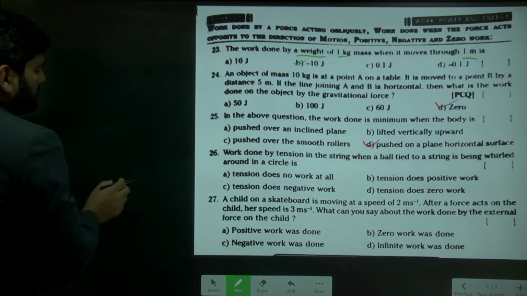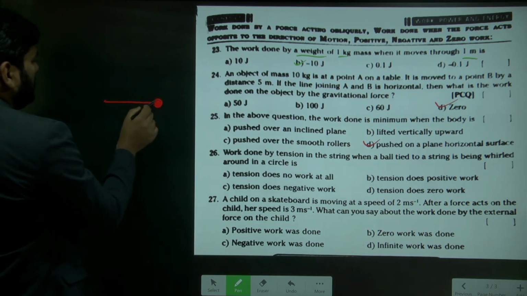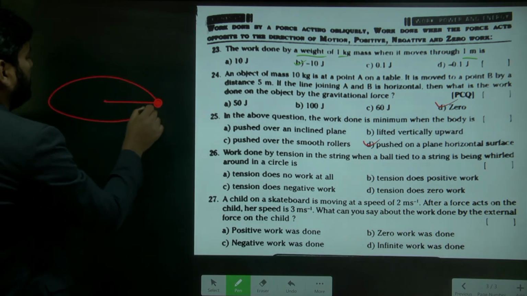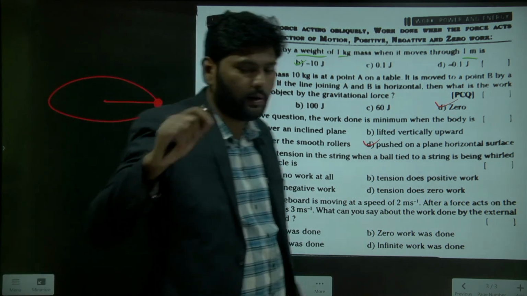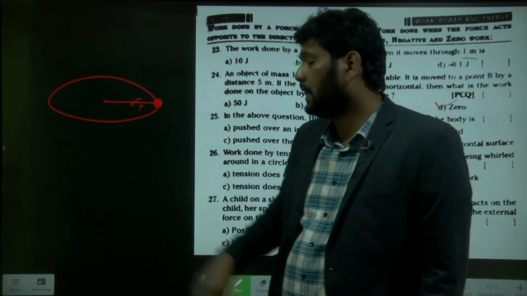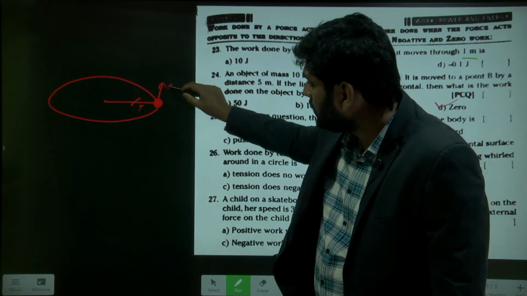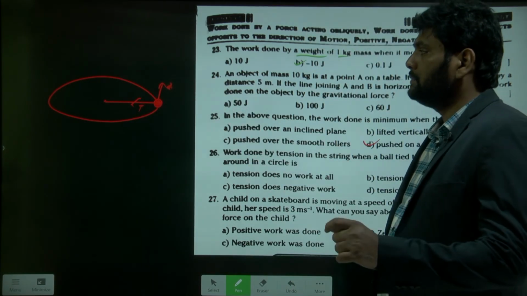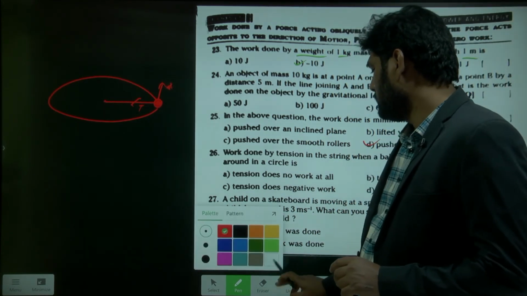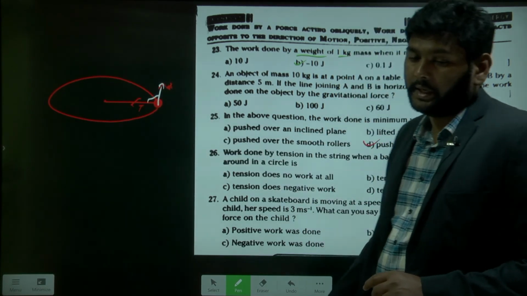Here, let us imagine we take a ball. This is a ball we have tied with a string and are whirling in a horizontal plane. This is the way I am rotating the ball. When I am rotating the ball this way, in this direction tension force will act. In this direction the motion of the object takes place, velocity. Tension and the velocity, how much angle are they making? They are making 90 degrees.